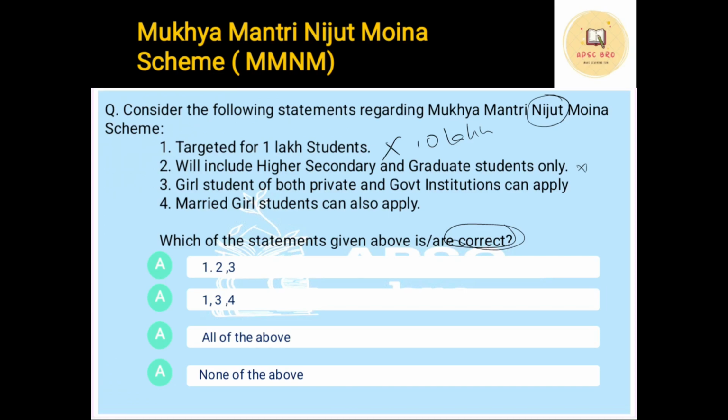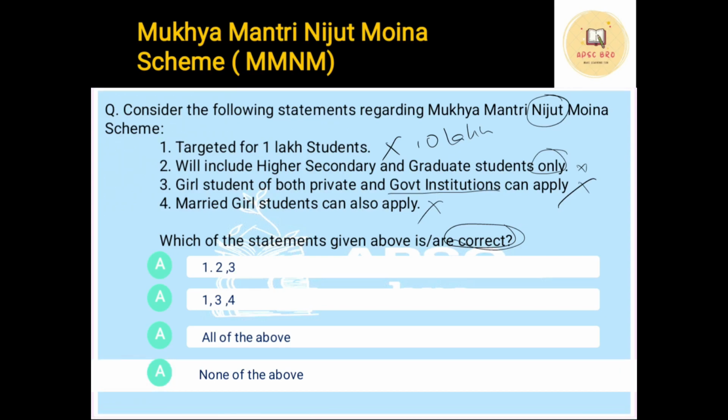See, whenever there is a statement with words like "only" or any other very specific word, always pay very much attention to that statement. You have to relook at it again and again. Third option, girl students of both private and government institutions can apply. This is again wrong because girl students of only government institutions can apply. Fourth statement, married girl students can also apply. This is again wrong because married girl students cannot apply to this scheme. So because all four statements are wrong, the correct answer will be none of the above.